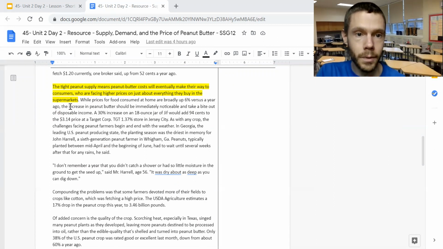In this case, what we're seeing is that as the supply of peanut butter shifts to the left, the demand curve won't really change a whole lot, which you'll see in a minute, but it does change the new equilibrium price, and it does result in higher prices for the peanut butter.